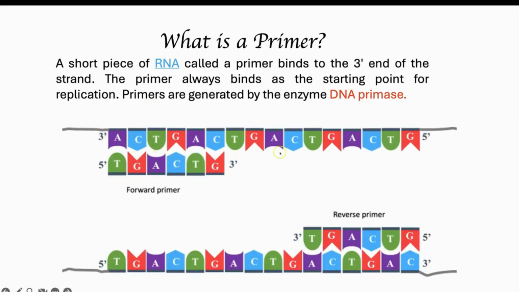So from this 3' end to the 5' end, you can see the forward primer attaching to the 3' end of the parental DNA, and on the opposite side, at the 3' end only, the primer gets attached in a reverse order, so we call it the reverse primer. Now the primer is attached to the complementary strand of the parental DNA, and the next step is elongation.